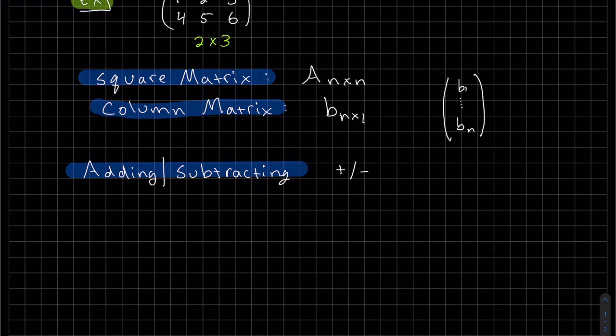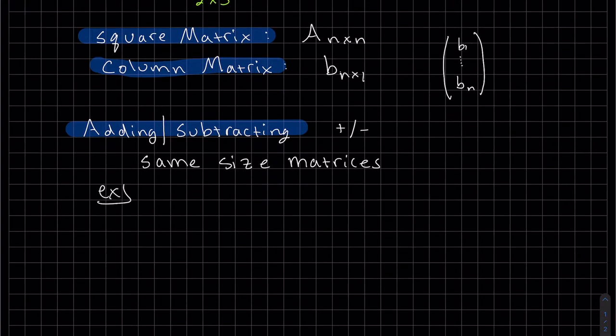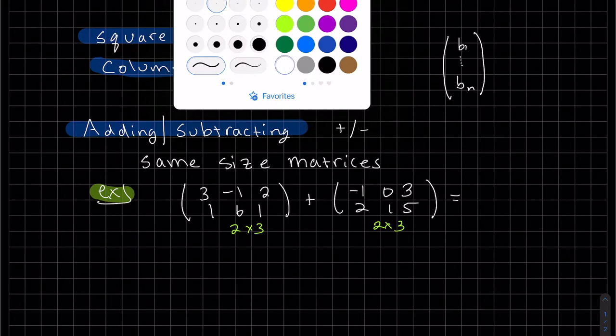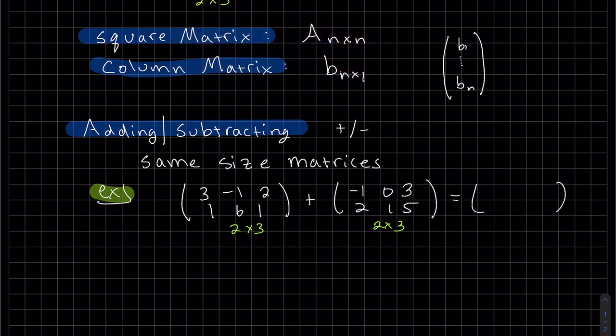so in order to add and or subtract two matrices, they must be the same size. So this is a 2 by 3. We can add that to a 2 by 3. And to do so, we just add first position, A11, second, A12.